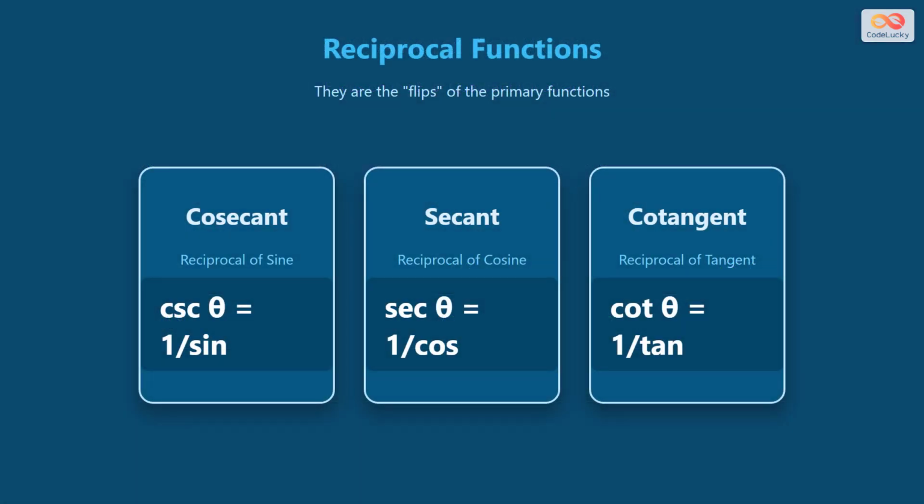Beyond sine, cosine, and tangent, we have their reciprocals. These are often the source of confusion. Cosecant is the reciprocal of sine. Secant corresponds to cosine, and cotangent pairs with tangent. Notice that cosecant, starting with a C, goes with sine, starting with an S, and vice versa. That is a handy trick to keep them straight.